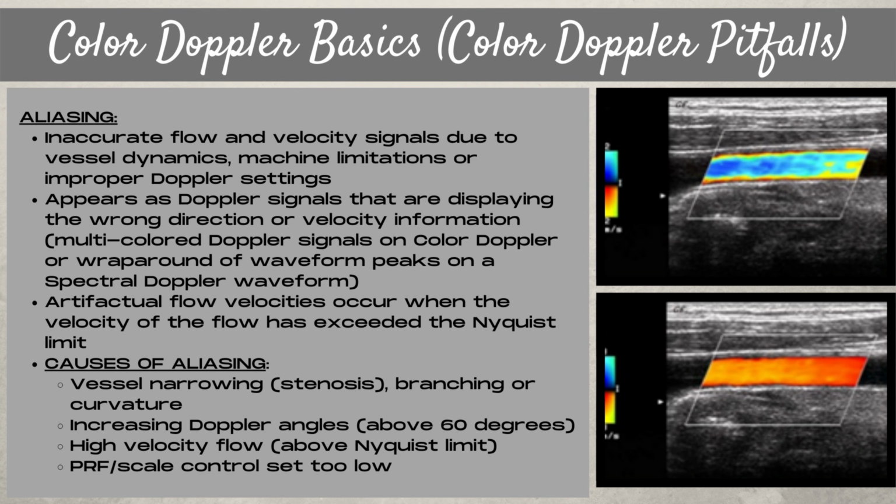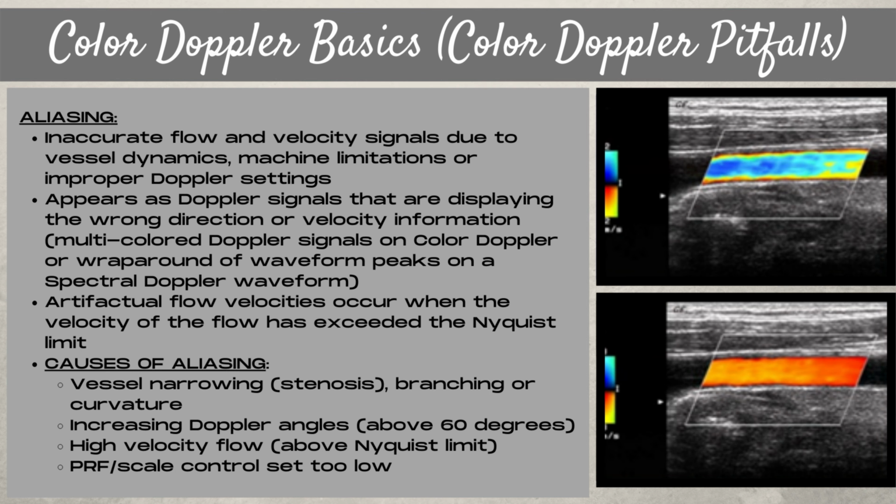The next artifact that can occur is aliasing, and this is inaccurate flow and velocity signals due to vessel dynamics, machine limitations, or improper Doppler settings. And this appears as Doppler signals that are displaying the wrong direction or velocity information, which is multicolored Doppler signals on color Doppler, or a wraparound of waveform peaks on a spectral Doppler waveform. Artifactual flow velocities occur when the velocity of the flow has exceeded the Nyquist limit.